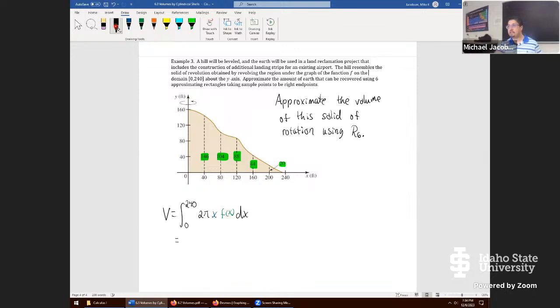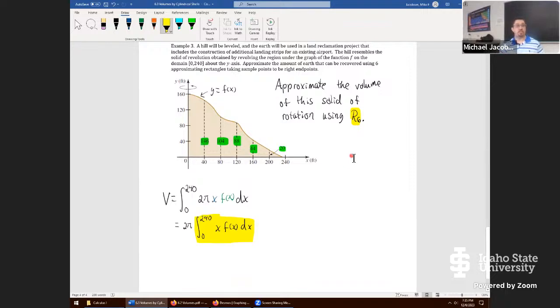dx goes in right here. And like we mentioned before, if you can eliminate a constant, it's probably a good idea. So let's kick out 2 pi. It leaves 0 to 240, x f of x, dx. And just as a reminder, this tan curve is y equals f of x. So that's the thing we're going to approximate using R6. So the R6 estimation is all of this right here. We still have to multiply our end answer by 2 pi. Does that make sense so far, folks, with this strategy?